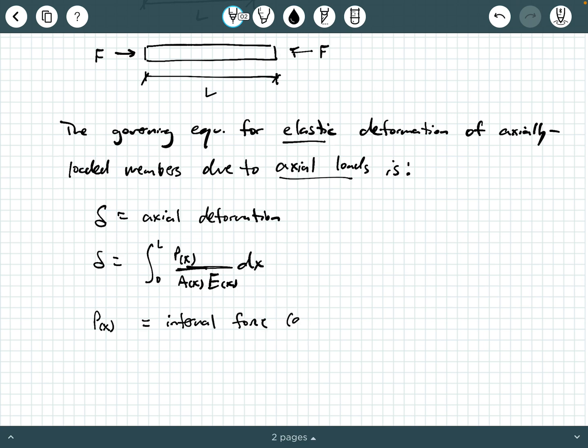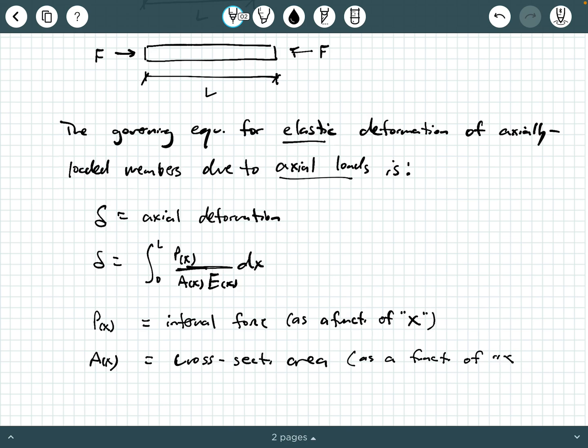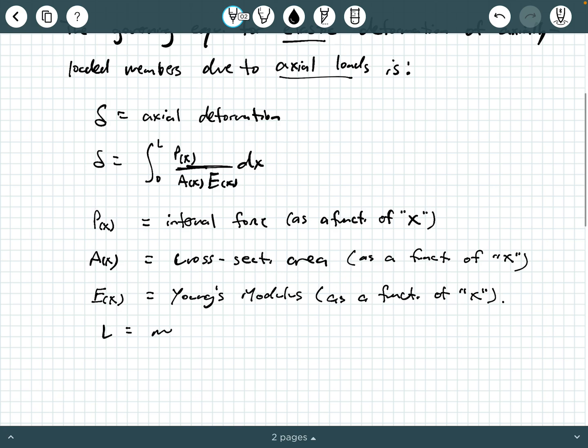force as a function of location x, and then of course A as a function of x is the cross-section area, again as a function of x, and then E as a function of x is modulus of elasticity, or of course we sometimes call it Young's modulus as a function of x along the member length. And then of course L is the member length, okay? And so the thing we have to keep in mind here is when we're applying this formula, P as a function of x is not the applied load, really. It's the internal force in that member due to applied loading, okay?